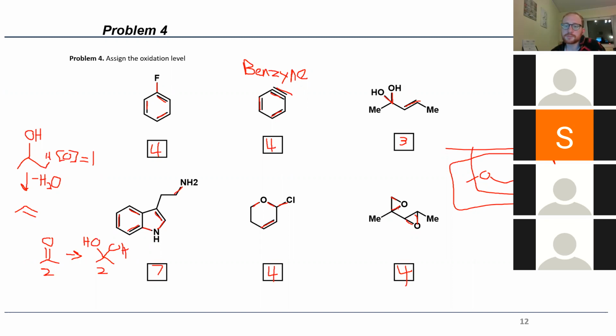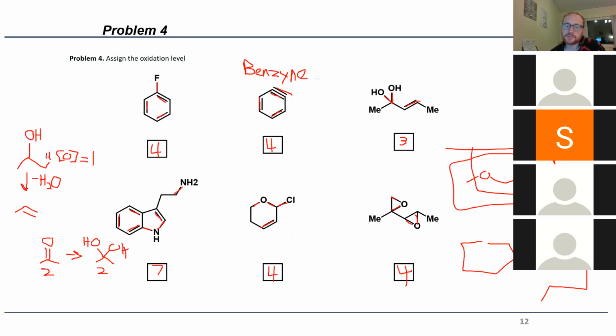Any more questions? Yeah, so someone asked if an oxidation level of 0 covered both a cycloalkane and an unsaturated alkane. So are both of these zeros? For oxidation level, yes, they're both 0. This is different than degrees of unsaturation. But for oxidation levels, they're both 0.